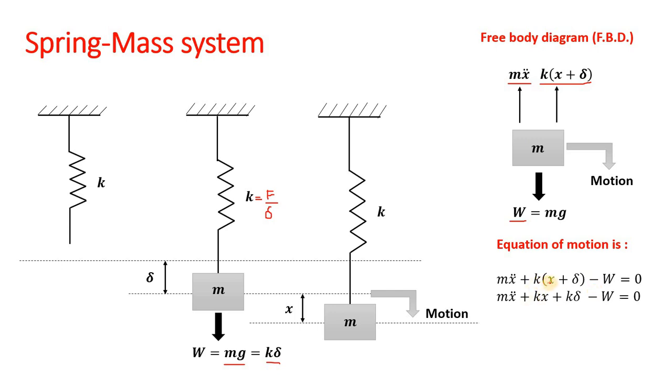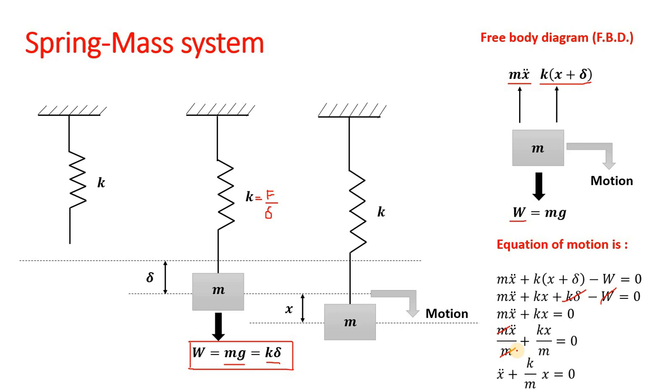Now multiply by this K inside the bracket, so it is Kx plus K delta, and we have seen from our static deflection figure that W is equal to mg is equal to K delta. So K delta and this W will get cancelled out. So we are having m x double dot plus kx is equal to 0. Now divide throughout by m, so that m x double dot divided by m plus kx divided by m is equal to 0 upon m, or 0. So this m and this m will get cancelled out.